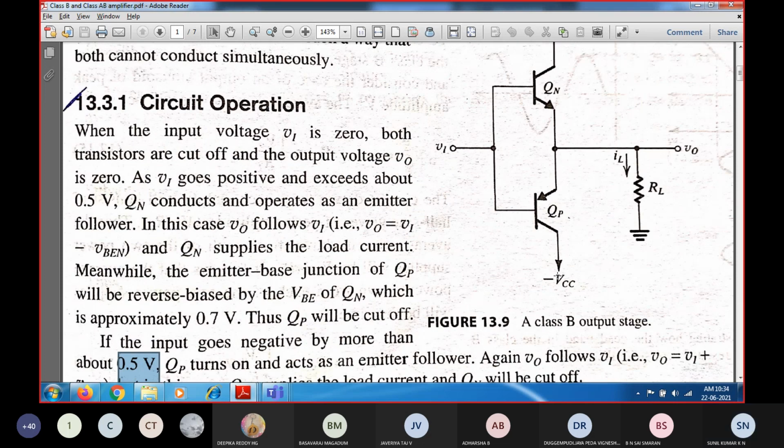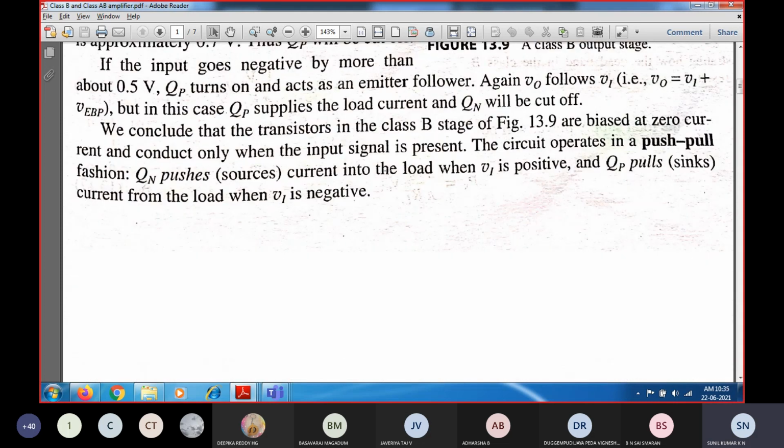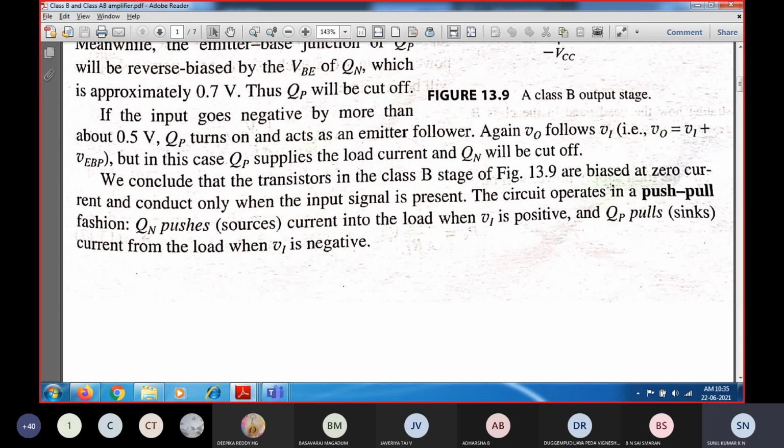Again, in this case also, this QP transistor is operating like an emitter follower configuration only. In this emitter follower configuration, the output is going to follow the input signal. So in that case, QN will be in cutoff. That means transistor QN will be cut off, and QP supplies the load current from the negative power supply.